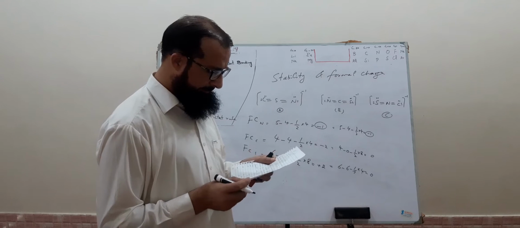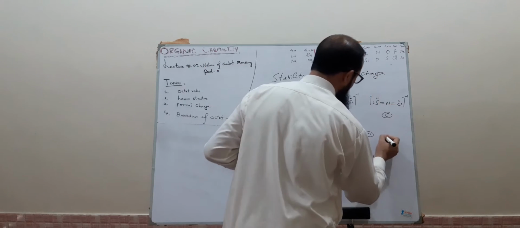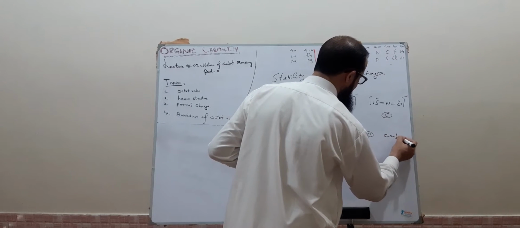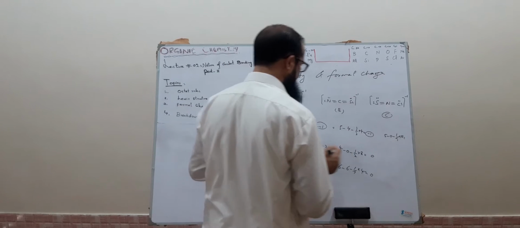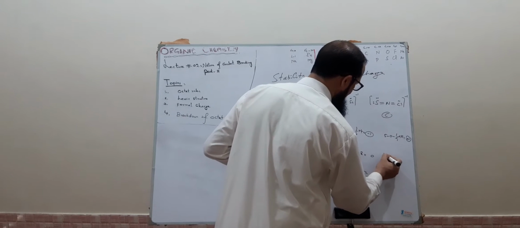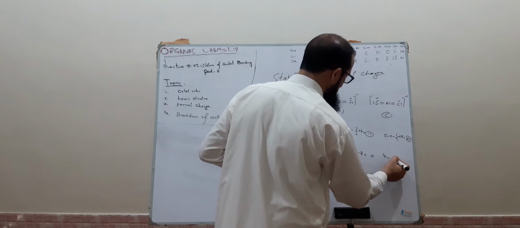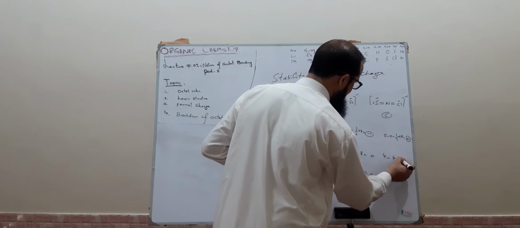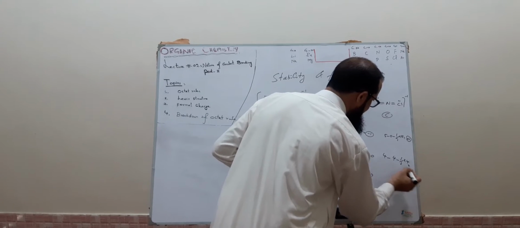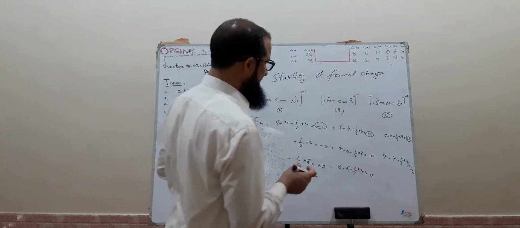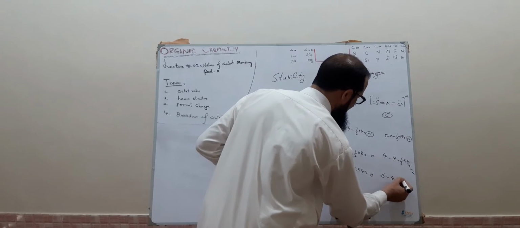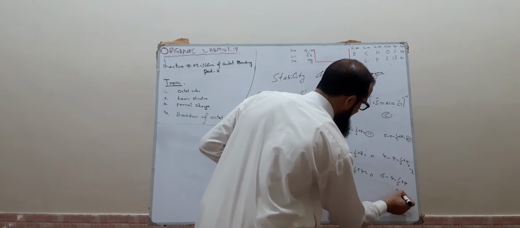For the last molecule, nitrogen is 5 minus 0 minus half of 8, and that is equal to +1. For carbon, we can say 4 minus half of 8, and that is equal to -2. And for the last one, sulfur, we have 6 minus 4 minus half of 4, and that is equal to 0.